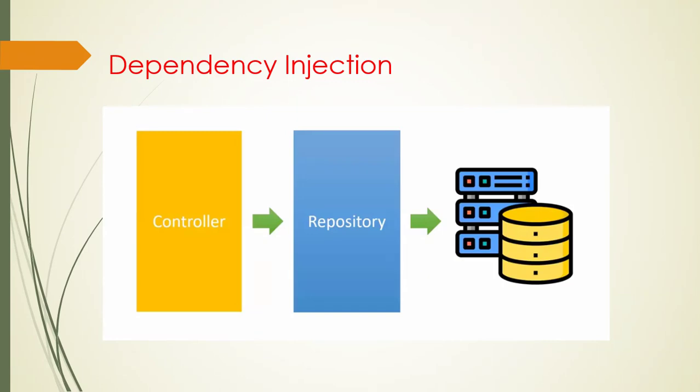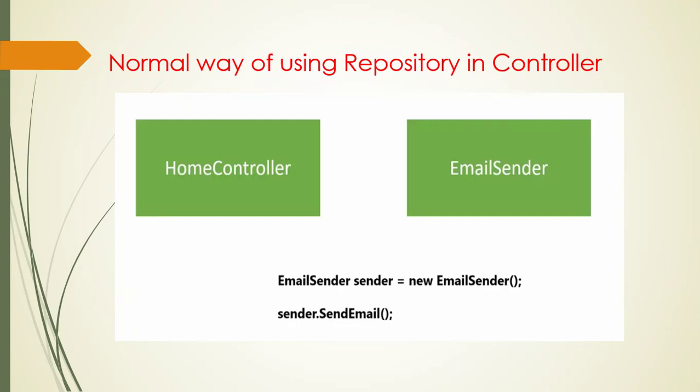We can treat them as components of the application. For example, your controller is a separate component, repository is a separate component, logger service is also a separate component. We have to make communication between these components, so we can do that in two ways. First one is the normal way of using repository in controller.